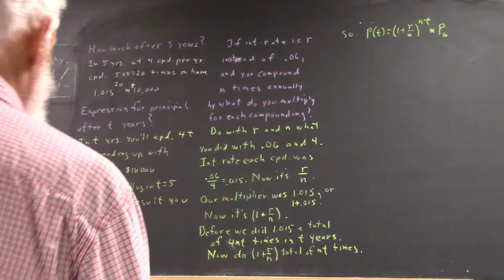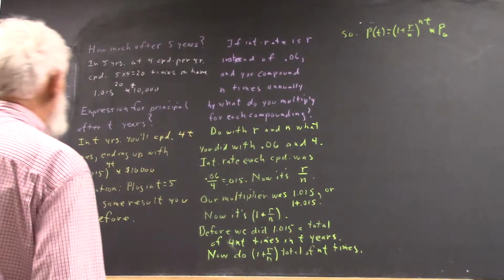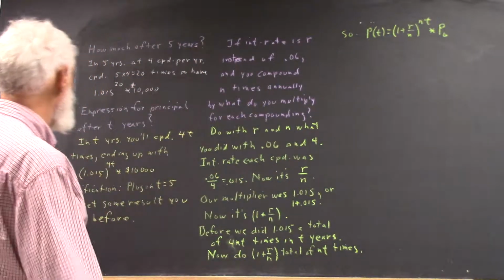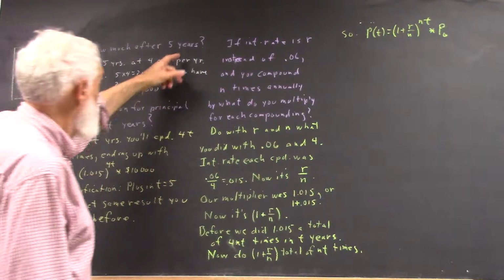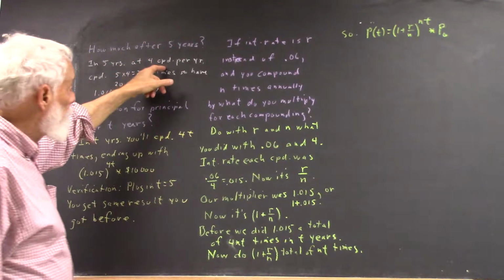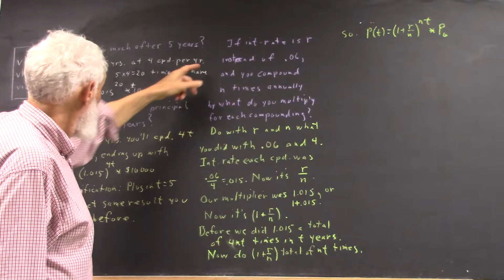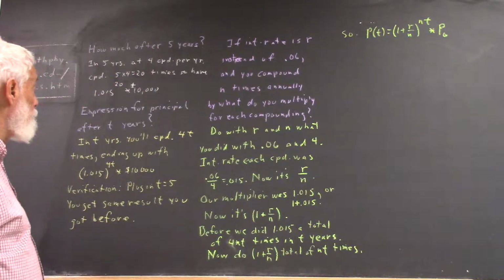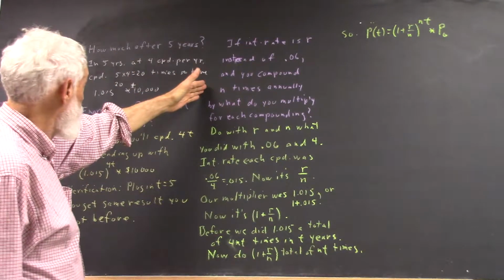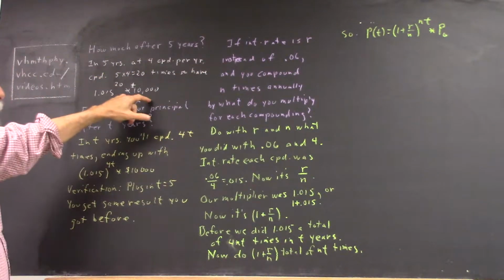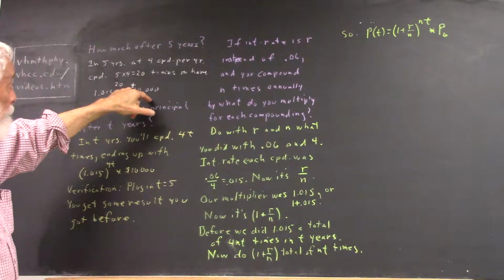Our next question then is, how much do we have after 5 years? I just posed this question arbitrarily. Well, let's think about it. In 5 years, at 4 compoundings per year, we're going to compound 5 times 4, 20 times. That's pretty obvious. So how much are we going to have? Well, we're going to have 1.015 to the 20th times $10,000, aren't we?